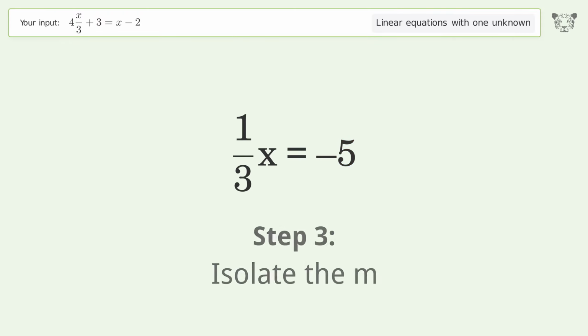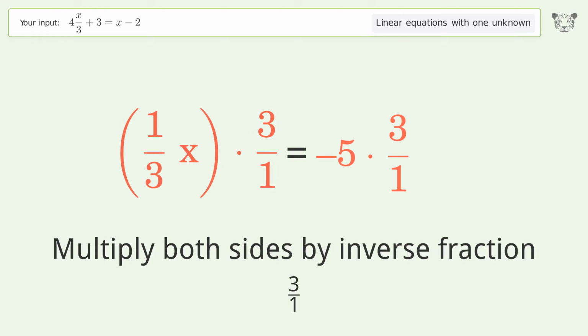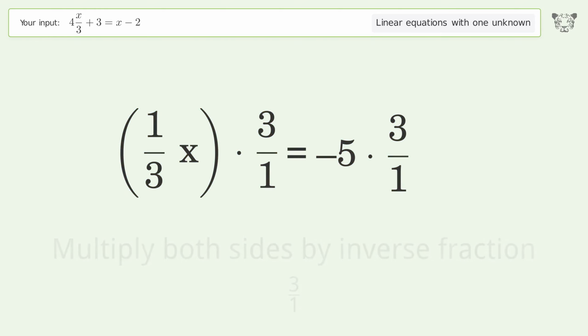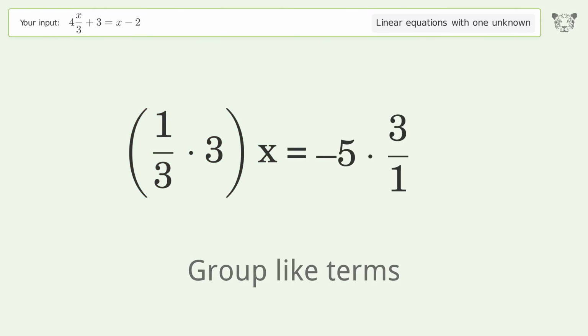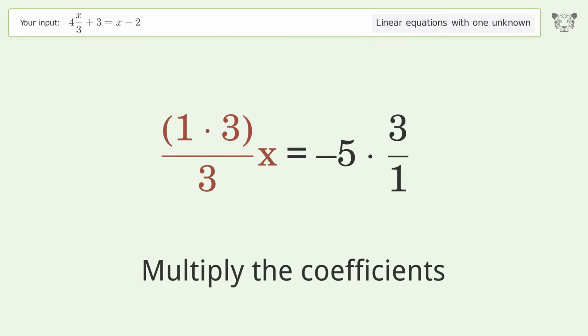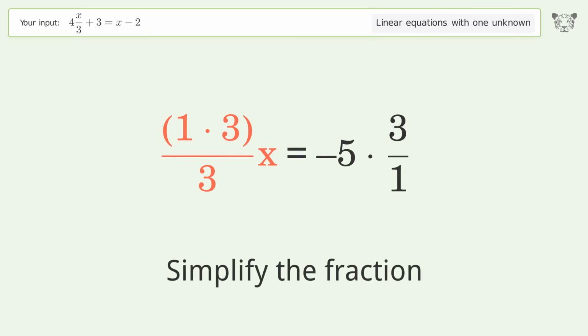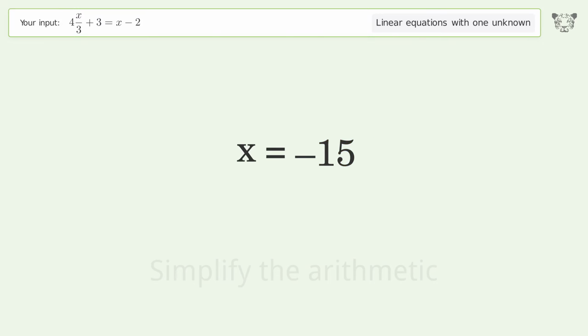Isolate the m. Multiply both sides by inverse fraction 3/1. Group like terms. Multiply the coefficients. Simplify the fraction. Simplify the arithmetic. And so the final result is x equals -15.